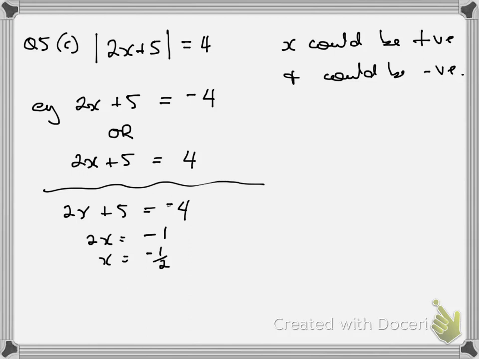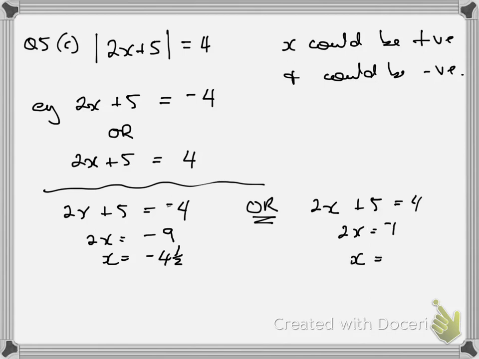Or I could have 2x plus 5 equals 4, 2x equals -1, oh, sorry, I've made a blundering error here. How about I go back a whole bunch of steps. This should be -9, so therefore x would equal -4.5. Or 2x plus 5 equals 4, 2x equals -1, x equals -1/2.